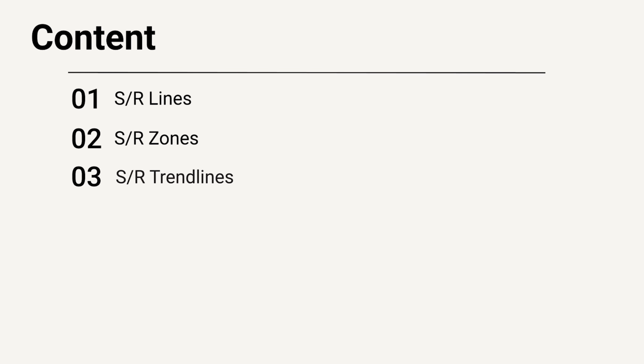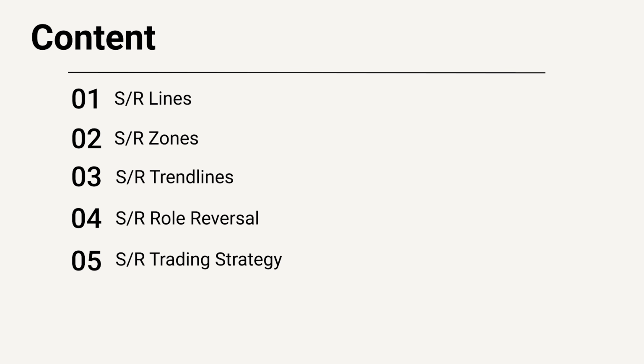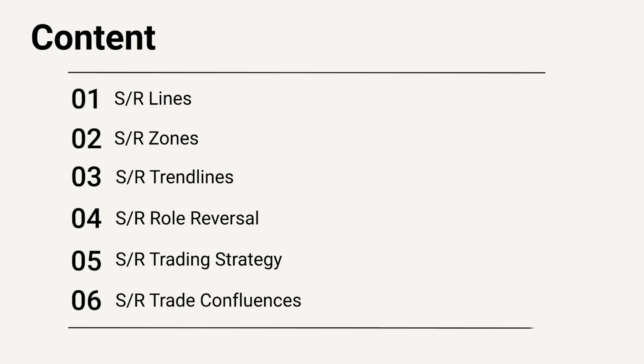As always, let's start first with the content of this tutorial. First, we will discuss the basic support and resistance lines. Then, we will cover how support and resistance becomes key levels or zones. We will also touch on how a trend line acts as support and resistance. Next is how support and resistance reverse in roles. Of course, we will cover the trading strategy for support and resistance. Last but not the least will be the entry confluences for support and resistance.